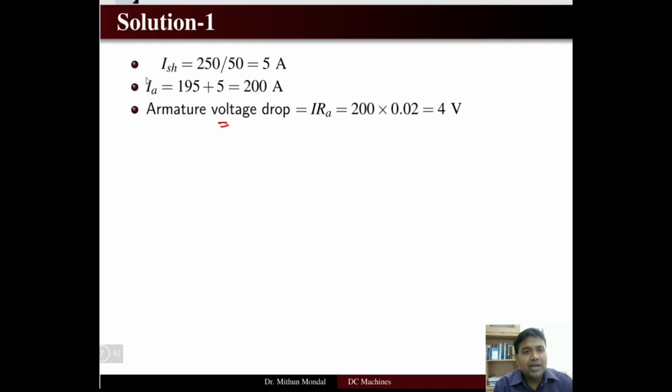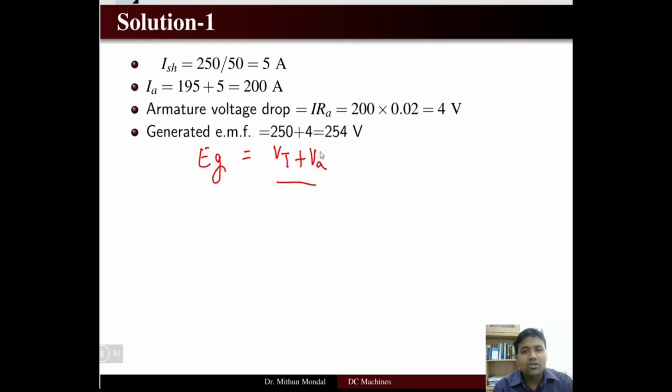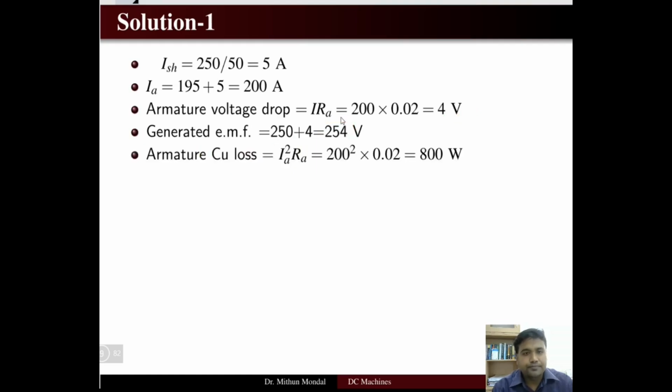Now determine the armature voltage drop. You have determined the armature current and the armature resistance is given to you. So just multiply the armature current and armature resistance, which is 200 multiplied with 0.02. You will get 4 volt as the armature voltage drop. So the generated EMF will be equal to the terminal voltage plus the drop at the armature. So armature drop is 4 volt and the terminal voltage is 250. So you will get 254 volt as the generated EMF.